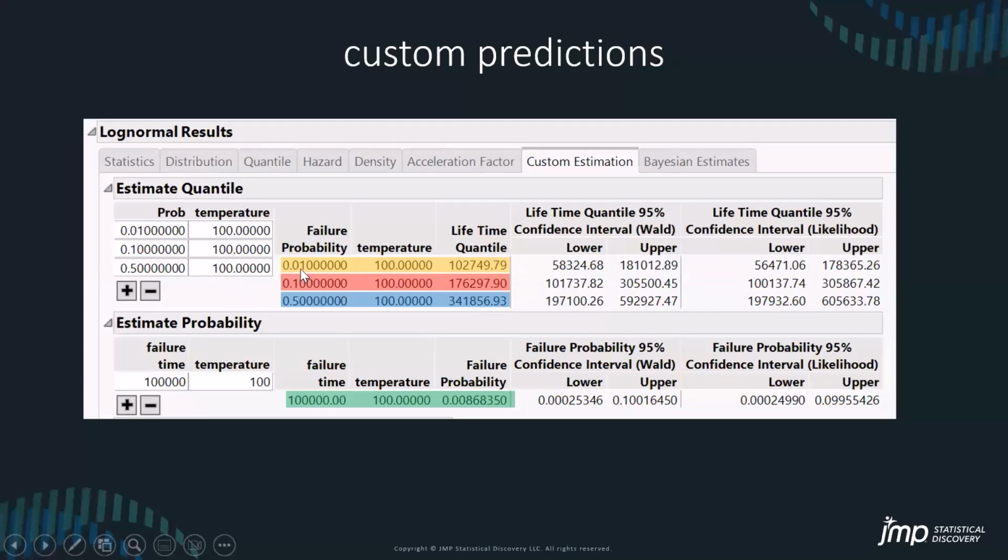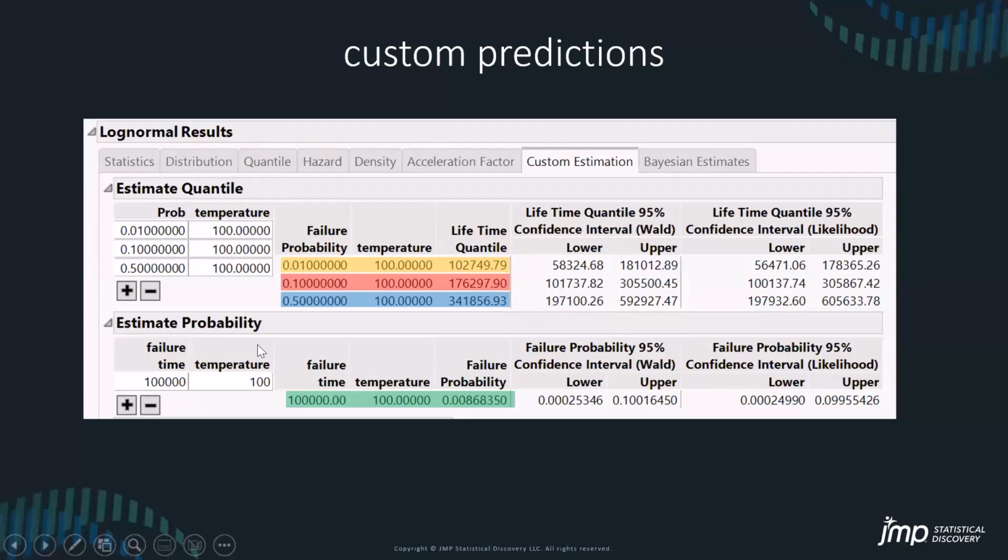It'll tell you the time to 1% failure at 100 degrees C is about 100,000 hours. And you even get some confidence bounds on top of that. Right? I can do the same thing for these other quantiles, and I can get estimates of the time to failure. I can also reverse the question.